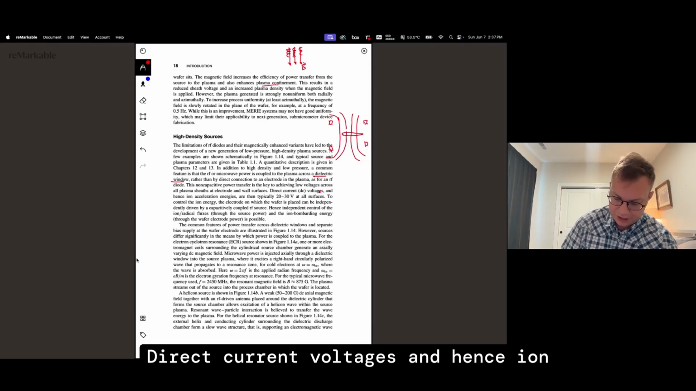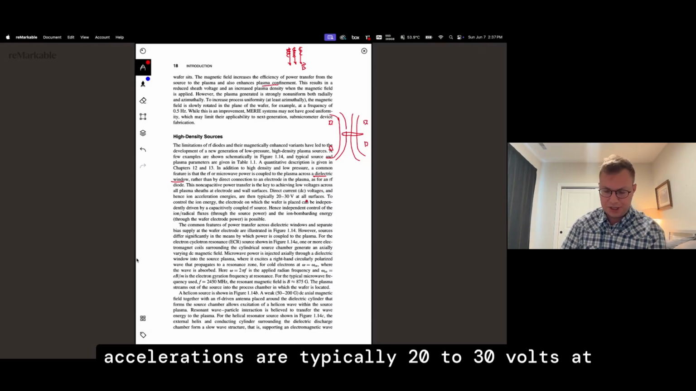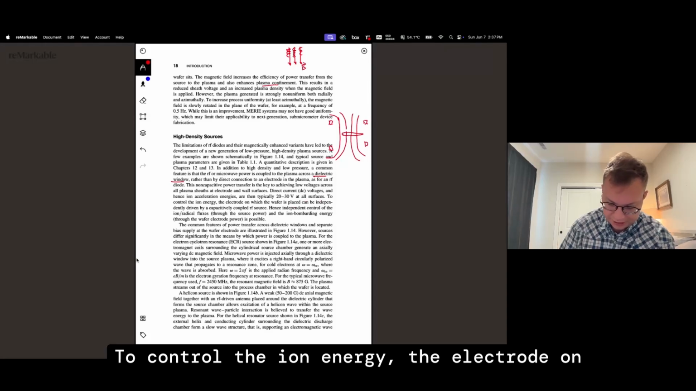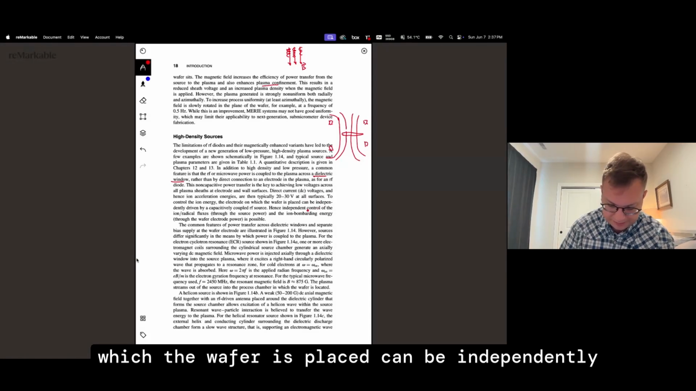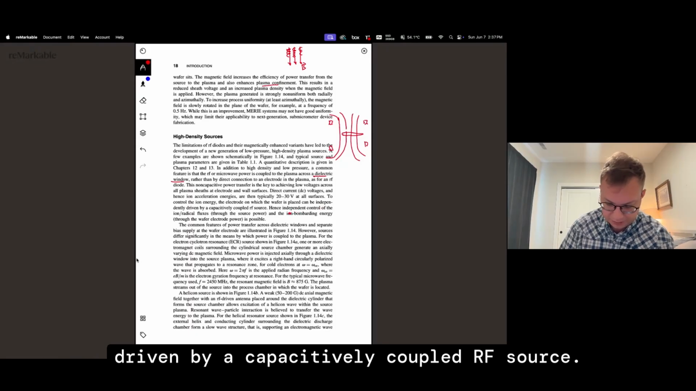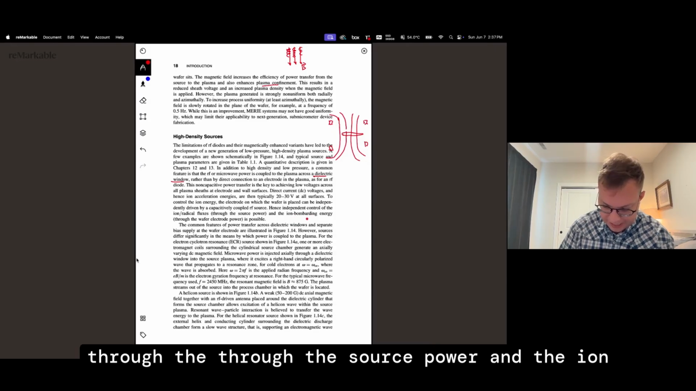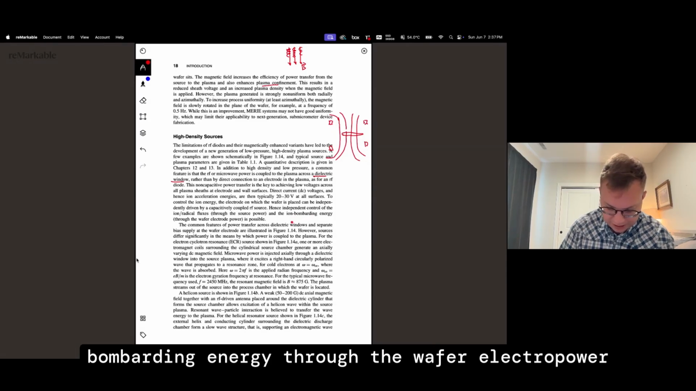Direct current voltages and hence ion accelerations are typically 20 to 30 volts at all surfaces. To control the ion energy, the electrode on which the wafer is placed can be independently driven by a capacitively coupled RF source. Hence, the independent control of the ion radical fluxes through the source power and the ion bombarding energy through the wafer electrode power is achieved.